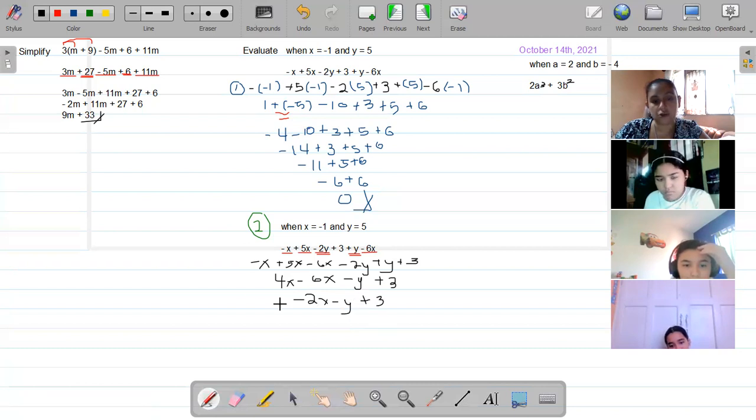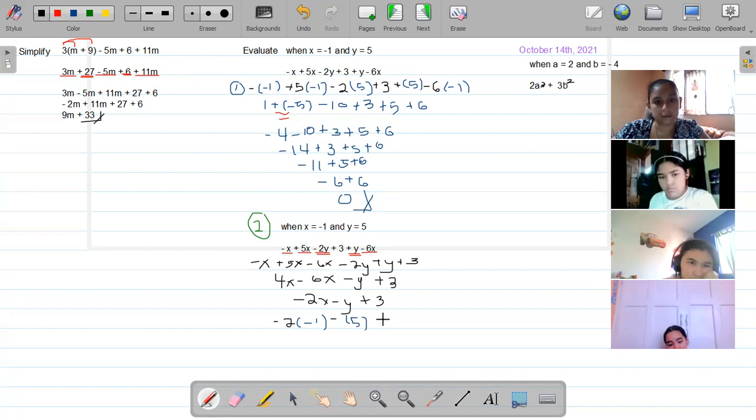And now I'm going to start evaluating for the values that they gave me. So I'm going to rewrite again in black what's already part of the expression that I cannot change. And then x is -1 minus y, and y is 5.